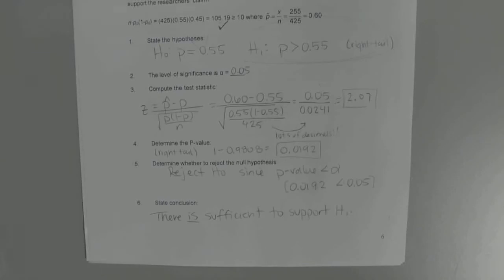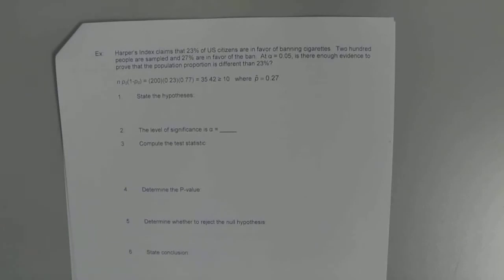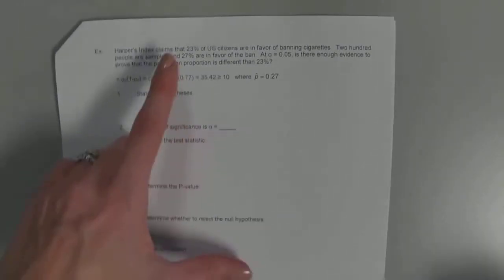What we're going to look at is another example using hypothesis testing to test a claim, okay? So, let's see what's going on here. It says, Harper's Index claims that 23% of U.S. citizens are in favor of banning cigarettes. So what can we label that? That is P. That's the supposed proportion of people that are in favor of banning cigarettes.